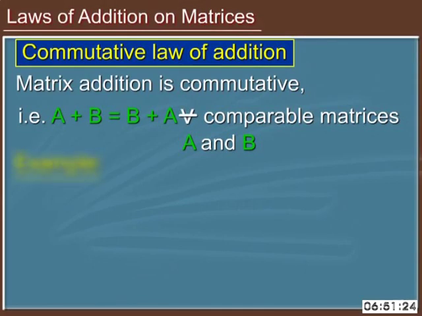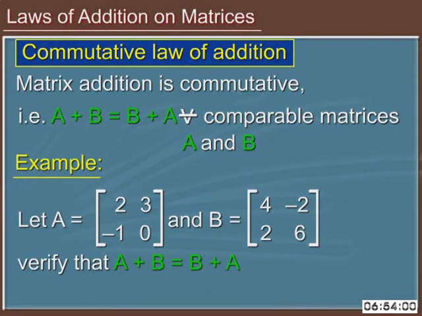For example, let A be a square matrix of order 2 having first two elements as 2 and 3 and second two elements as -1 and 0, and matrix B is also a square matrix of order 2 having first two elements as 4 and -2 and second two elements as 2 and 6. Then verify that A plus B is equal to B plus A.